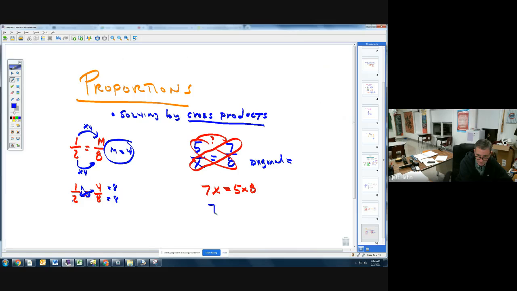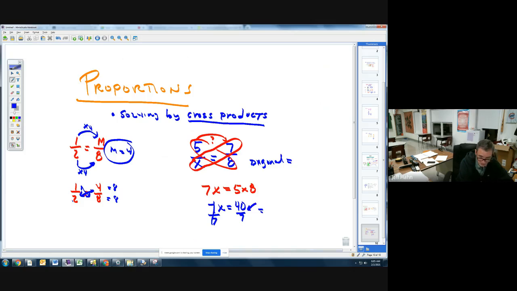So here I end up with 7x equaling 40, which is an equation. How do we solve a multiplication equation? You simply do the opposite and you divide. I'm going to divide by 7, and I'm going to divide by 7. This, believe it or not, is my answer. You probably want to simplify it, and I would leave it as a fraction.